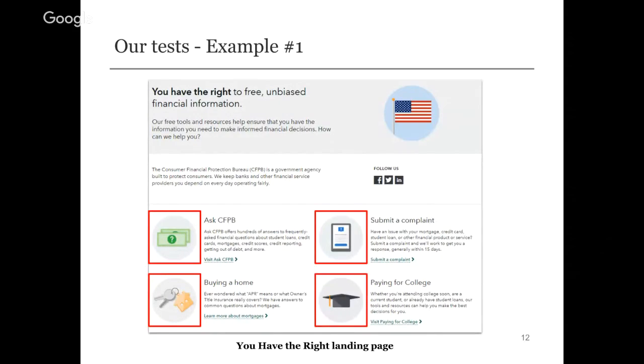So on the page, you can see it has different colors that show you where people are clicking. In our particular case, on this You Have a Right page, we threw a heat map on it, and it showed us that users were clicking on the icons that you can see circled in those red boxes, but those icons were not clickable. The main goal of this page was to direct users to those additional pages. So it was trying to get the users that came to the page to go submit a complaint or buying a home, paying for college. By not having those clickable, we lost a lot of user traffic to those pages potentially.